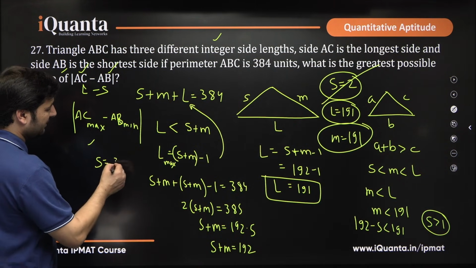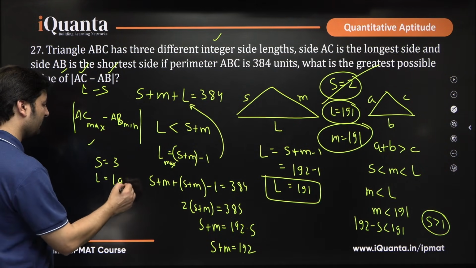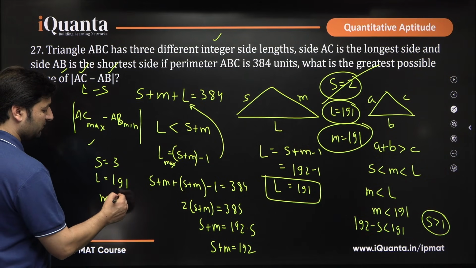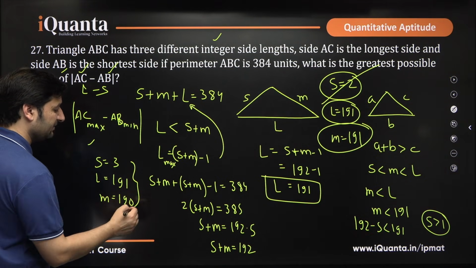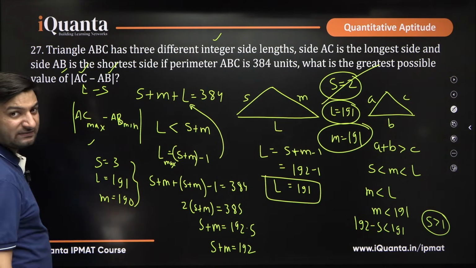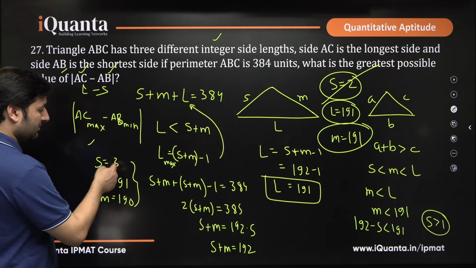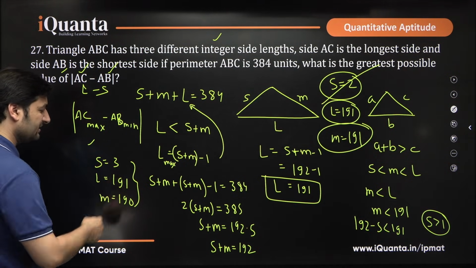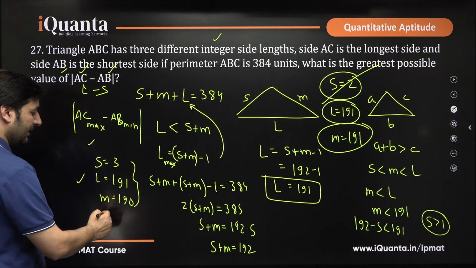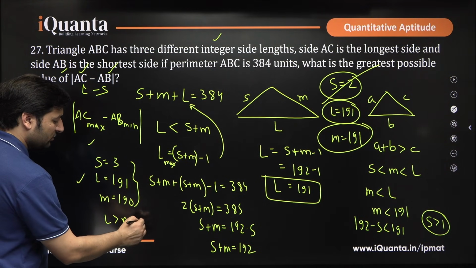If S is equal to 3, L is equal to 191 that we have found out, M should be equal to what? 190. Then the perimeter is 384. And are these satisfying the triangle inequality? Sum of these two should be greater than 190, these two should be greater than 3, these two should be greater than 191. Yes, triangle inequality is perfect. L is greater than M is greater than S, that is also being satisfied.